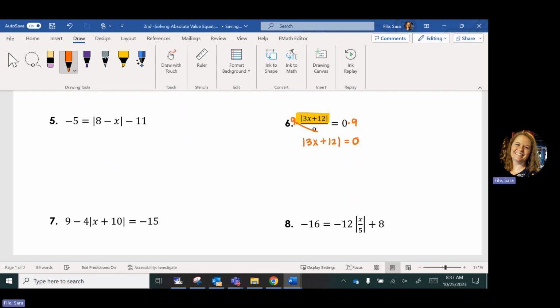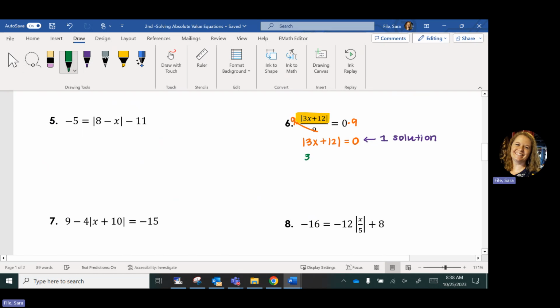Is that one of those special cases we talked about, when you isolate your absolute value bar and it's equal to a 0? What does that indicate to you? There is only one solution. There is not going to be two solutions to this one. There will only be one solution because that's set equal to 0. I can't split it and set it equal to positive 0 and negative 0. 0 doesn't have a sign. It's not positive or negative. So when I set this up, I'm just going to set it equal to 0.